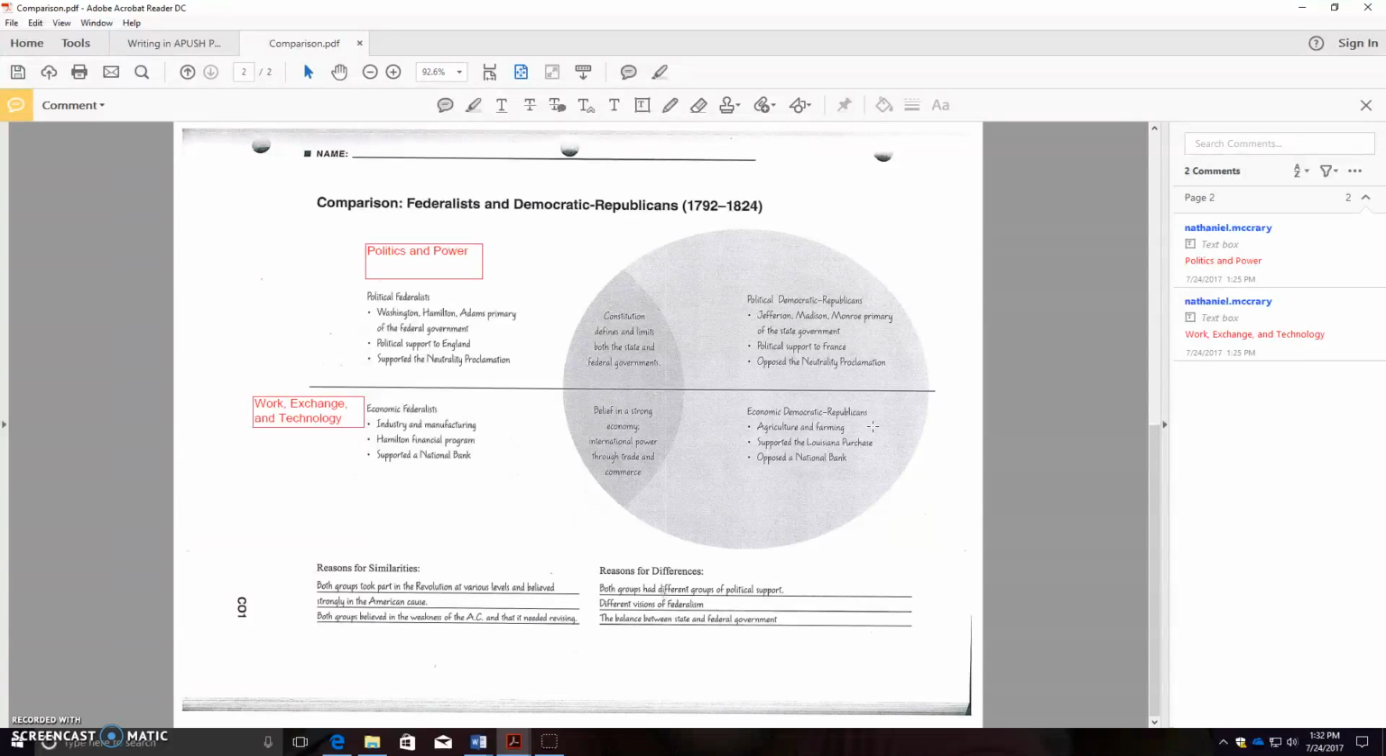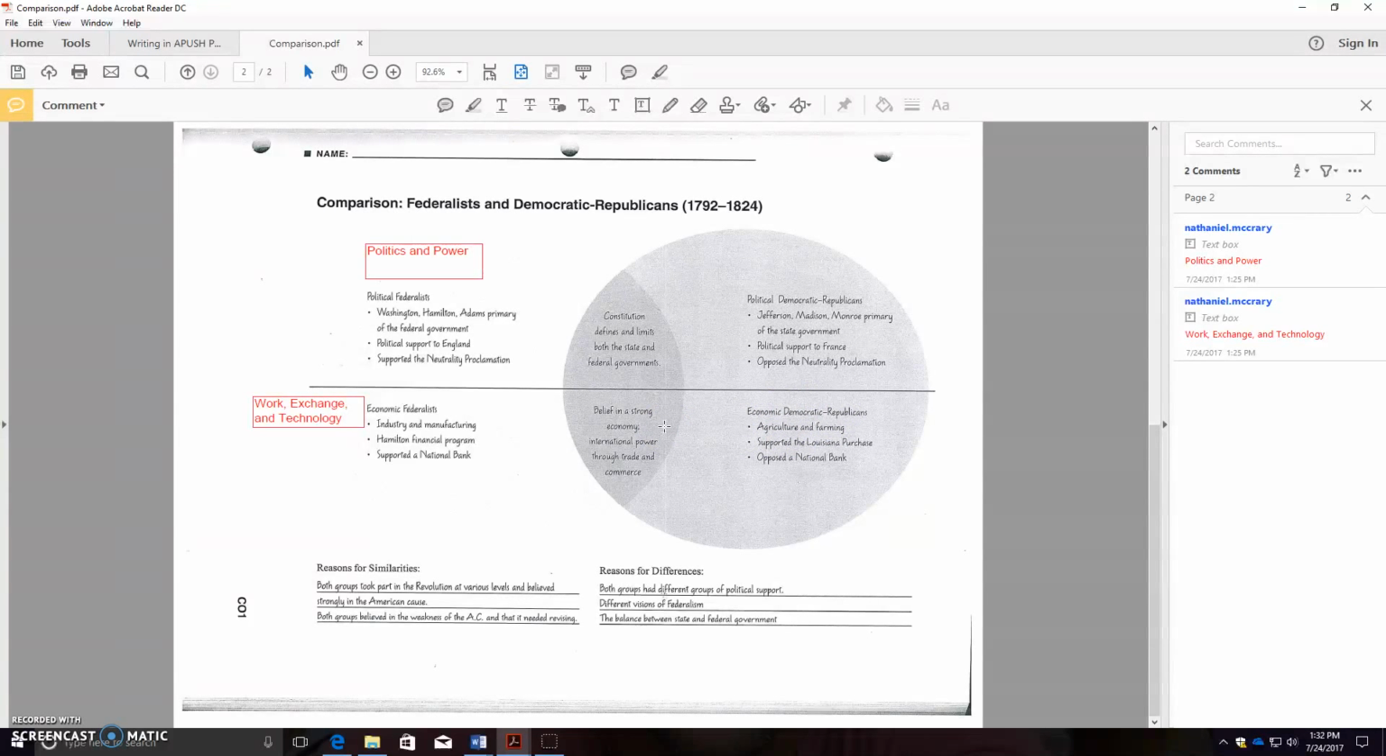Okay, I could go on and on about the merits of this national bank, but that's a different story for a different day. How are they the same? They both believed in a strong economy. Okay, the Federalists obviously wanted it to be industry and manufacturing, and the Democratic Republicans wanted it to be agricultural based, but they both believed in a strong economy.